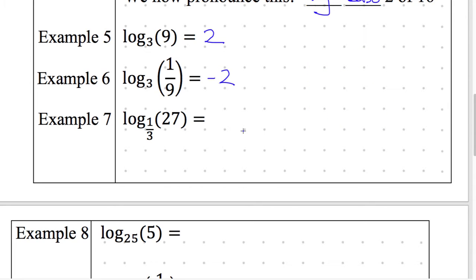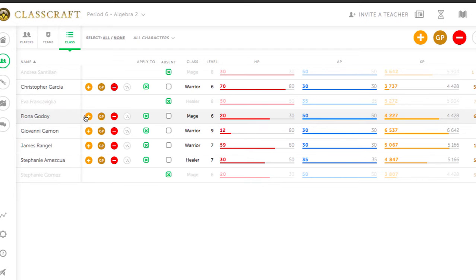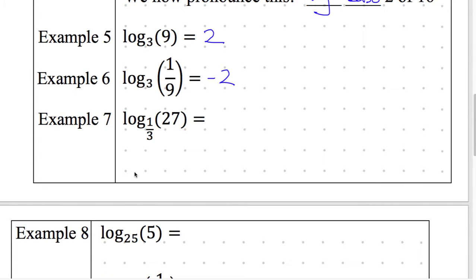All right, example number 7, after I give Fiona her XP. Example number 7. Who can read it? Who can answer it? I see one hand. I'm going to wait for everyone to figure out how to do this one. It's kind of tricky still. James, go for it. Log base 1/3 of 27. Yep.